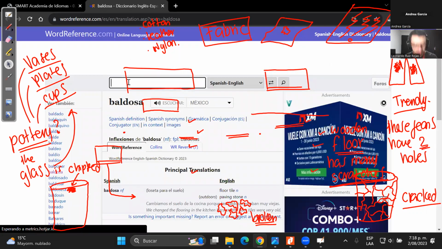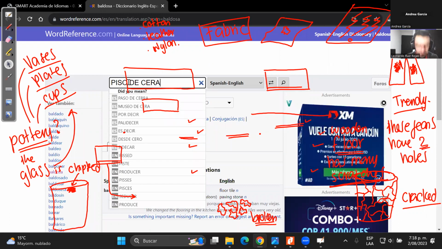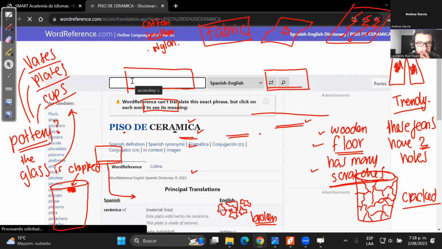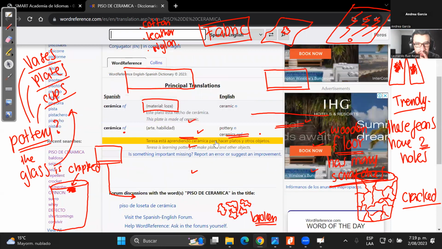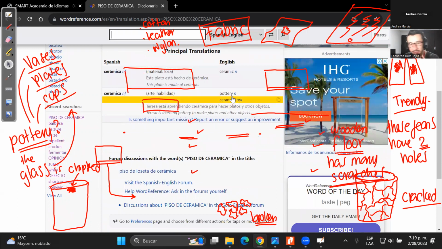Let's say piso de cera. Maybe, but I'm not sure if it's for ceramic, you know, that ceramic plate. No, it's better like pottery for the China, cuando dicen de China, es como la vajilla, ¿no? Los platos, plates. So it's the same.